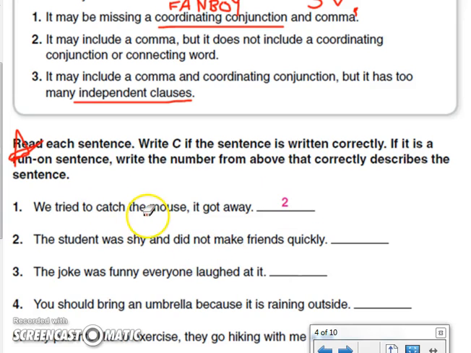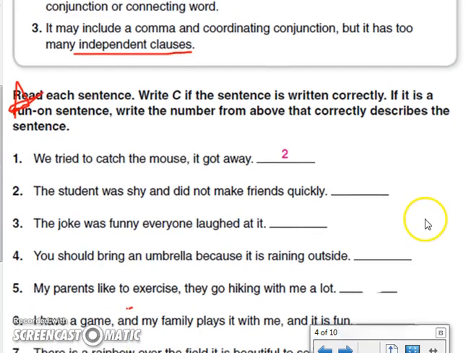Now, number 2, why is it number 2? So it's wrong. And you could even put an X if that would help you. Did you notice how it had a comma here? But what did it forget? It forgot a coordinating conjunction, didn't it? There was a comma there, and these can stand on their own. Because if you look at that, we tried to catch the mouse, period. I could do that. Tried is a verb. Who tried? We did is a subject. It got away. Got is a verb. Who got? It did. So those are two independent clauses, but I have a comma, but I missed a fanboy, so it's number 2. Let's try one more, and I'm going to ask you to do the rest on your own, and then we'll check.